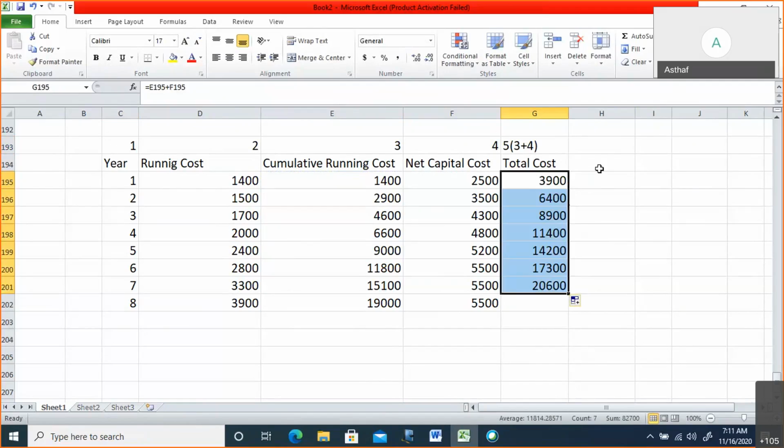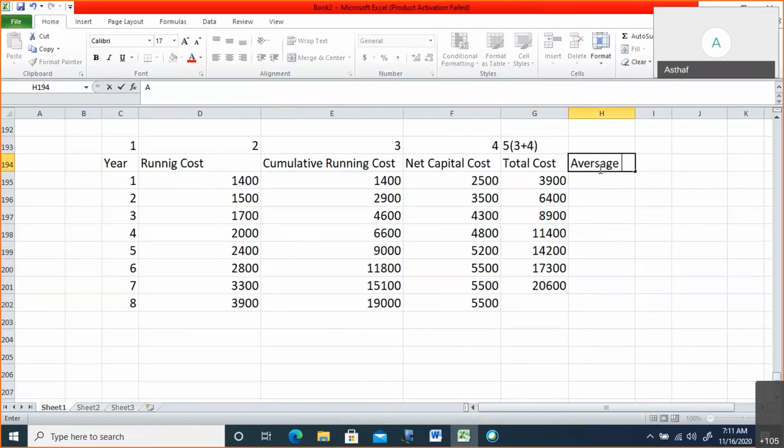Your intention is to find out the average per year, which is the lowest cost. So average cost per year. How do we find out the average cost per year? Your total cost is 3,900 for year 1. If you divide, that is 3,900 divided by 1. Here 3,900.